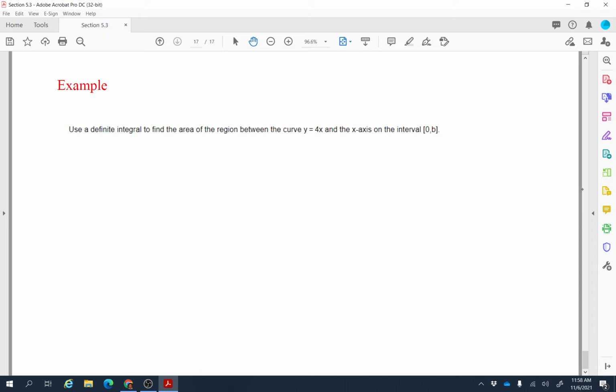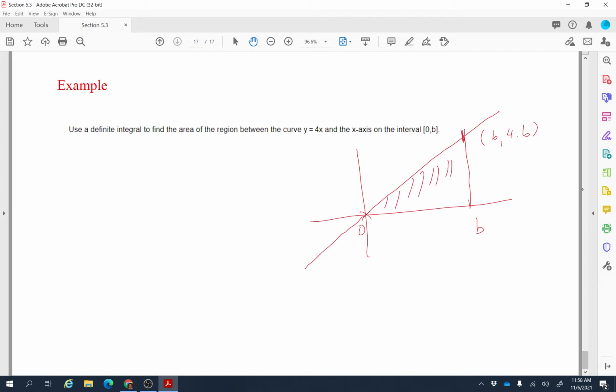Use a definite integral to find the area of the region between the curve y equal to 4x and the x-axis on the interval 0 to b. So there is a 0 and there is a b. B is any number which is greater than 0. And this is the function we have given, y equal 4x. So this is the graph of the function. At 0, it's 0, 0. And at b, if you put x equal to b here, the y would be 4 times b. We would like to find out the area under this curve and the x-axis. So this is the area we would like to find out.